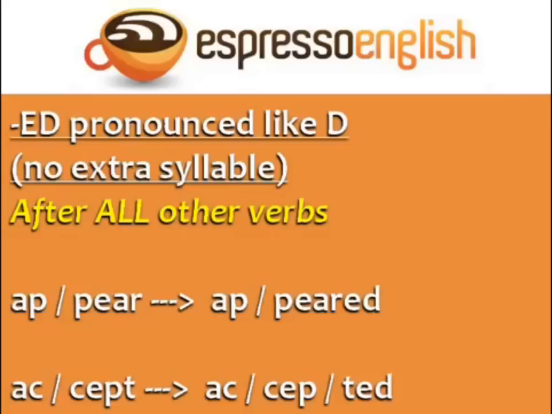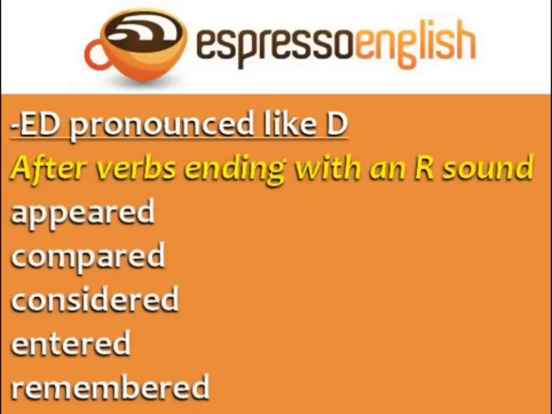This is different from the verb accept. The past of accept is accepted. Accept has 2 syllables, and accepted has 3 syllables. -ed is pronounced like D with no extra syllable after verbs ending with an R sound. Appeared, compared, considered, entered, remembered.